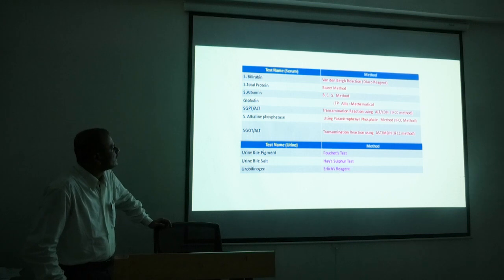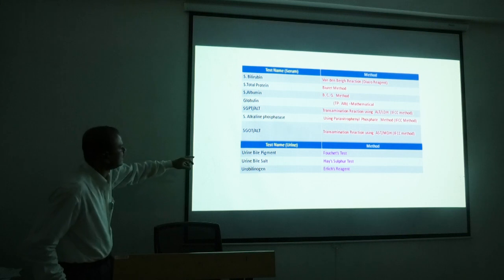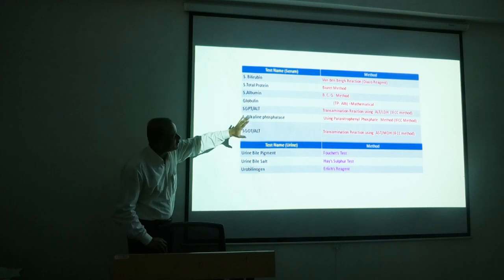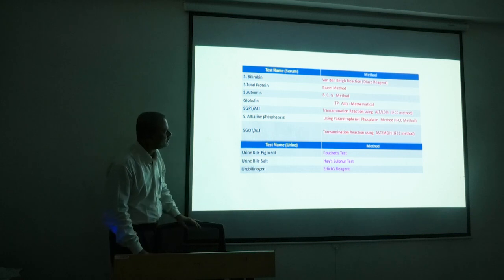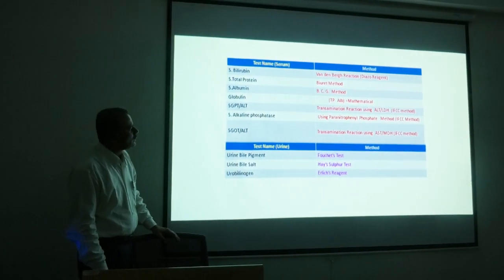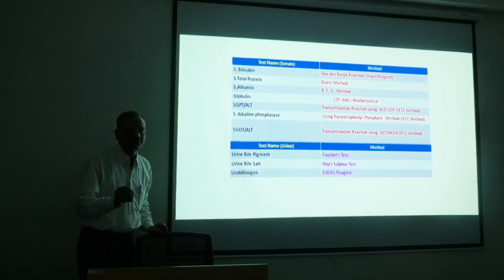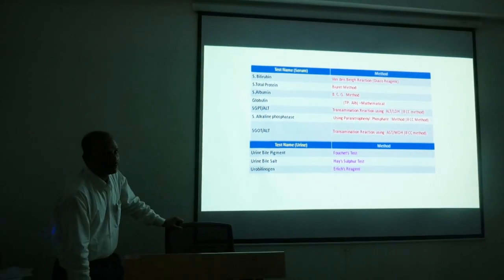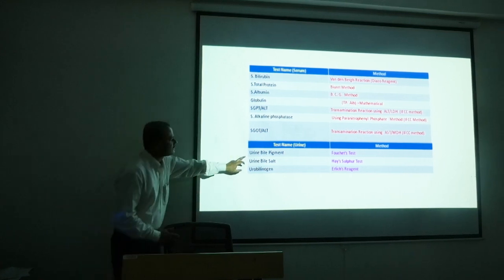For AST and ALT, transamination reactions are used, so transaminase enzymes are involved in both cases. There are methods like IFCC, but you will not remember them. For alkaline phosphatase, autoanalysers are commonly used for assessing the test, and they use phenyl phosphate as a substrate. And all these things you have done.